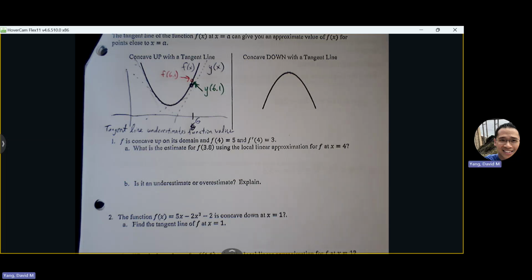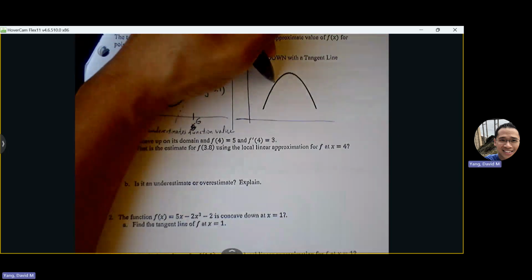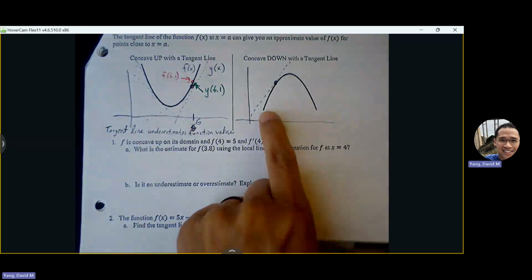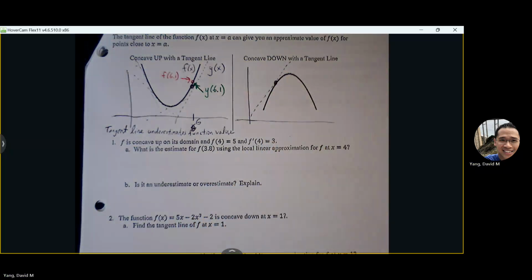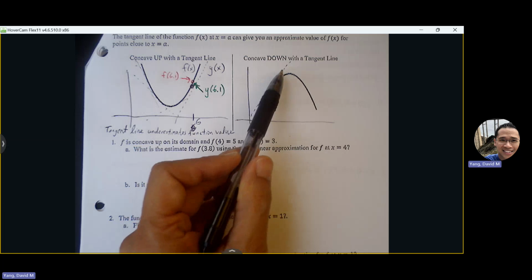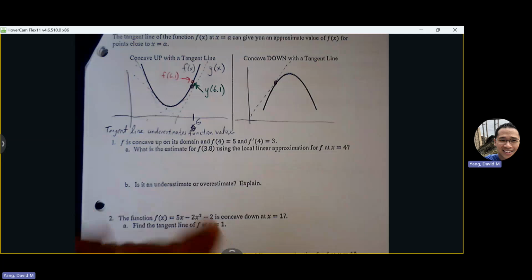We can figure out what's going on if I had a concave down graph. So imagine I had a tangent line to a concave down graph. Now, where does my line sit? Above or below the curve? Above. So therefore, any approximation that I use with my tangent line to approximate a point on the curve is always going to do what? Overestimate, yeah.